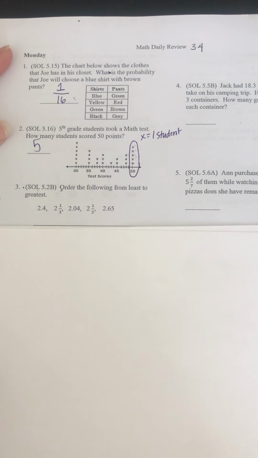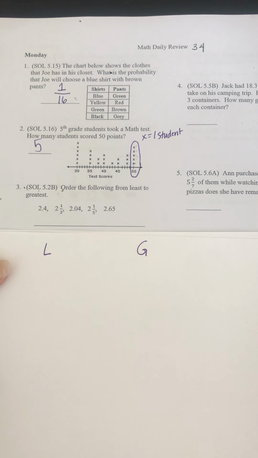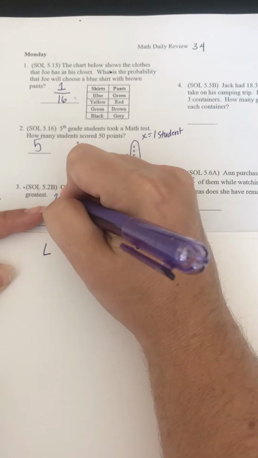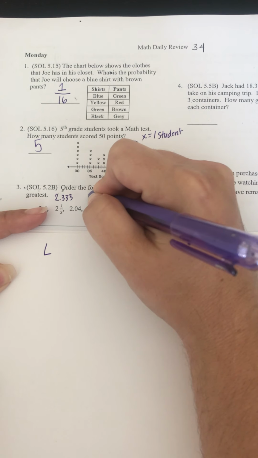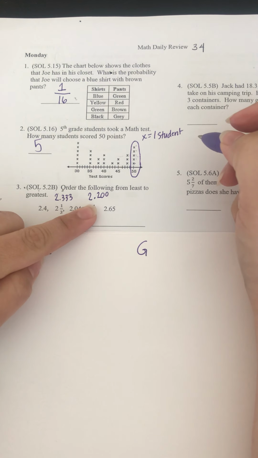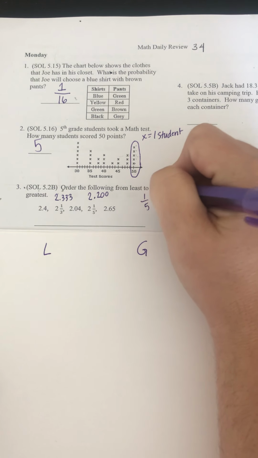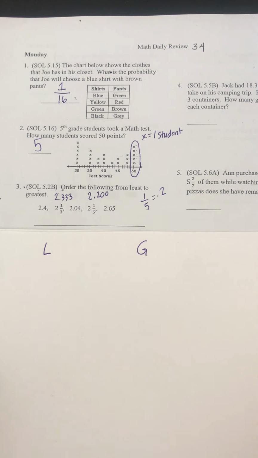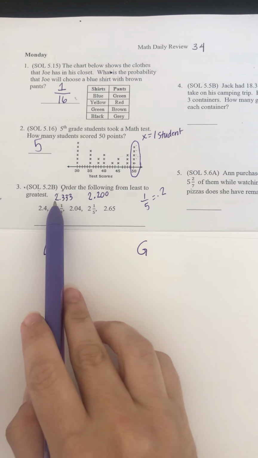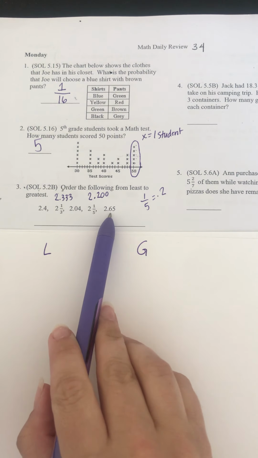All right. Number 3, order the following from least to greatest. Okay, see that? So what I'm going to do is I'm just going to rewrite the fractions as decimals. I'm also writing, you could just write it as 2.2 because 1/5 equals 0.2. So remember, the decimal doesn't change when you add zeros behind it, okay? So I have 2.4, 2.3, 2.0, 2.2, and 2.6.